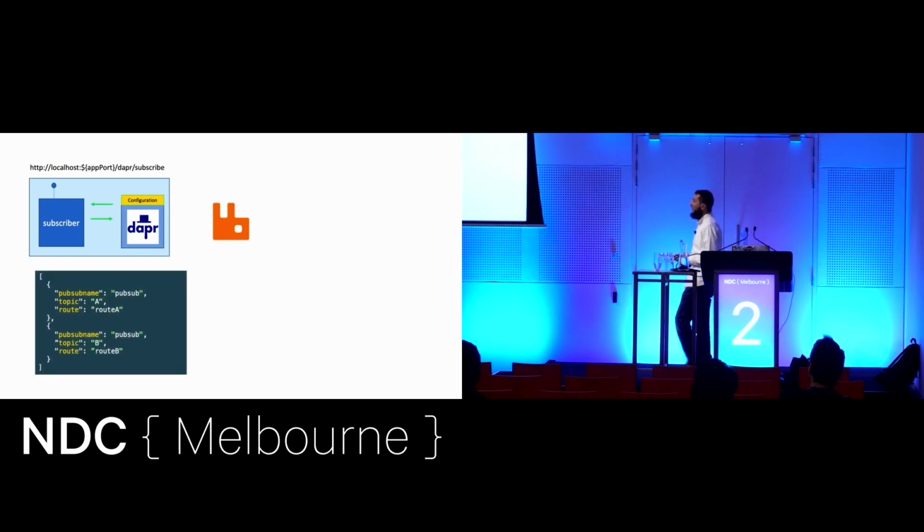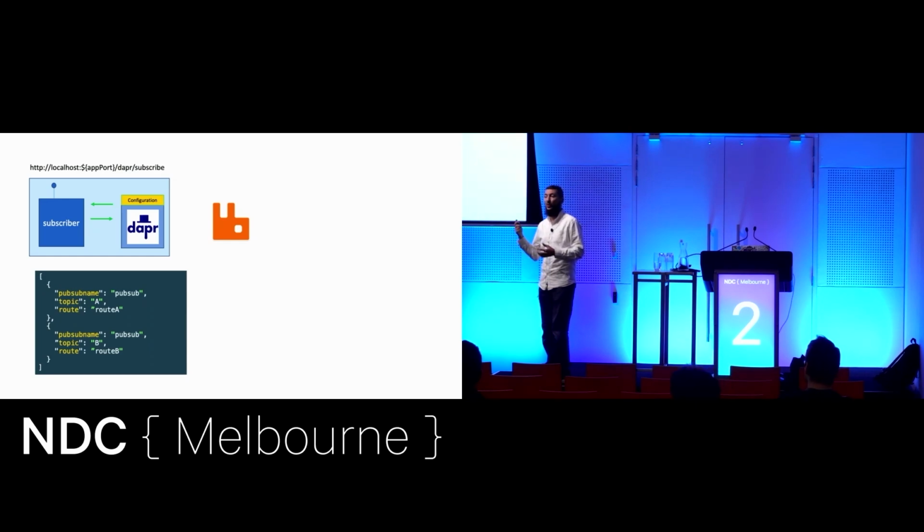You can see here that we have an array of JSON objects. And these objects are configurations that will tell Dapr how to subscribe to the message broker. So the first one, you can see that we have the component name, the pub/sub name.